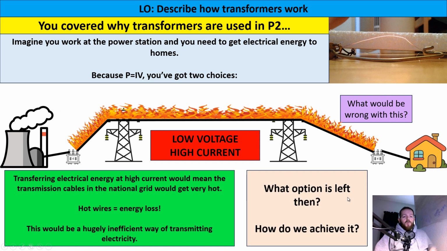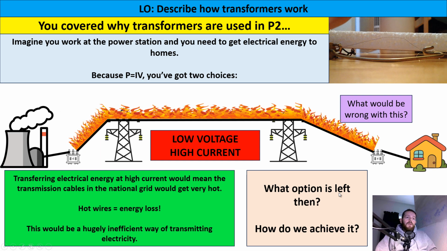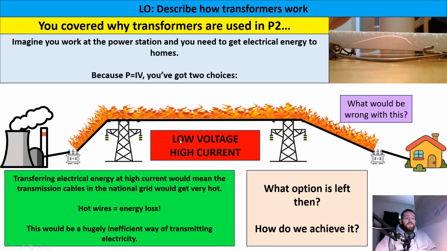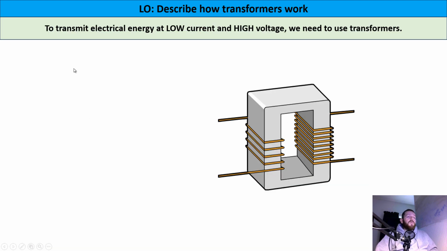We do something else. What options are left? How could we get as much electrical energy from there to there as possible in the most efficient way possible? Well, hopefully you've spotted, if your one option is low voltage and high current, the second option is the reverse of that, isn't it? So we want to try and transmit energy at a low current instead and a high voltage.